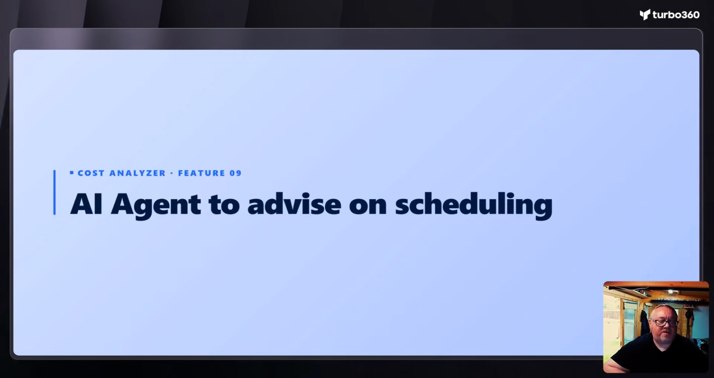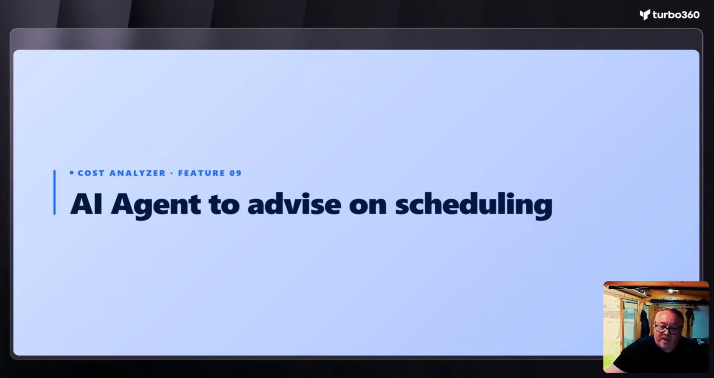Okay, so next up, we've got a new AI agent which advises you on scheduling resources. Here we've got the Turbo360 schedule feature that can turn resources off and on and scale them up and down. It's a great feature, does a good job, customers really love it, but sometimes it's difficult to work out if a resource could be scheduled or not, and we wanted to help the users with that.